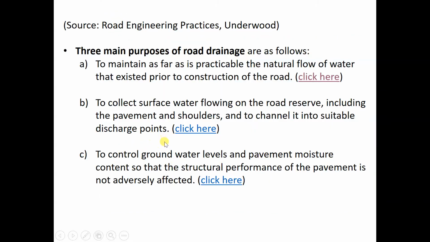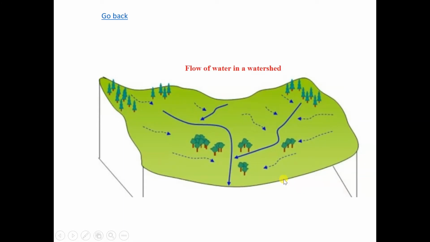Secondly, to collect surface water flowing on a road reserve, including the pavement and shoulder, and to channel it to a suitable discharge point. So we're going to look at how the water will go through within the road reserve. If it's within the road reserve, it's quite easy, just a roadside drain, or table drains.